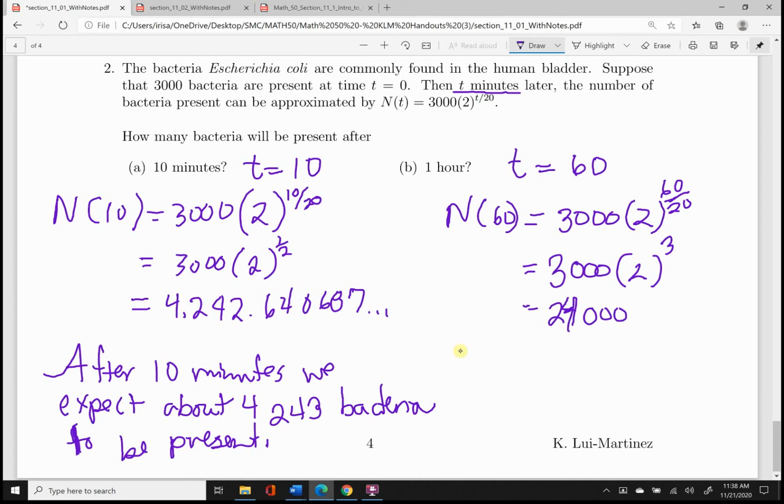So then we'll say after an hour, or you could say 60 minutes if you like, we expect 24,000 bacteria to be present.